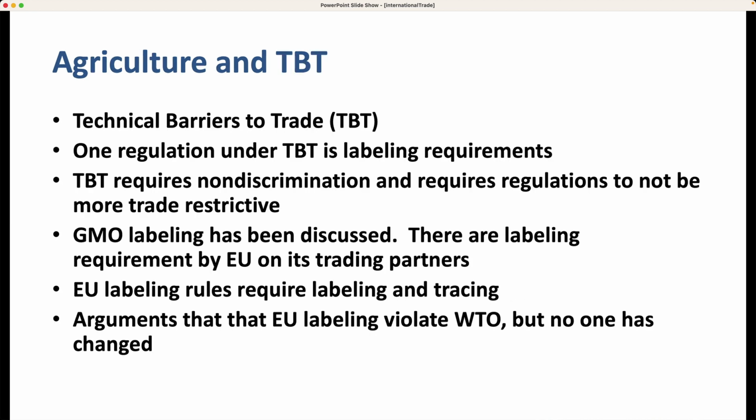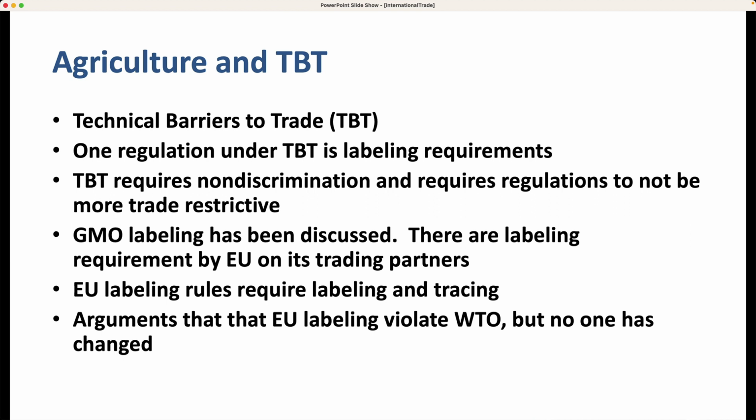A final case is technical barriers to trade. One of the largest technical barriers to trade that have come into focus is labeling requirements. Technical barriers to trade agreements allow for non-discrimination and require regulations not to be trade restrictive.